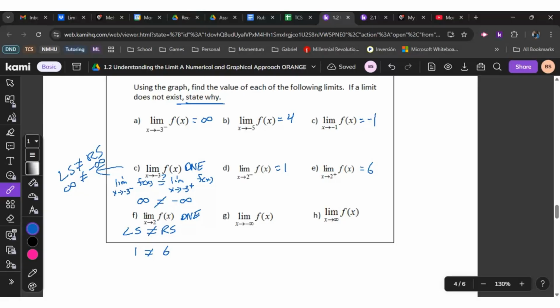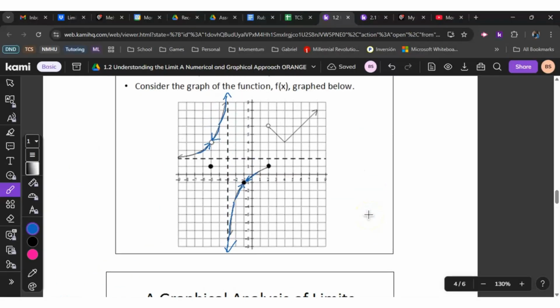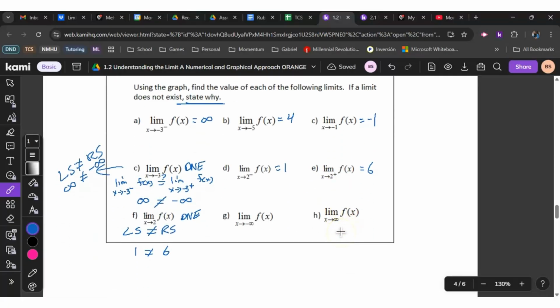All right, guys, let's take a look at these ones real quick. Okay, if you have questions about those, you can ask. But basically, from the left, we got 1. From the right, we got 6. That means that they don't equal, right? If we look up here, you can see it. From the left, I approached 1. From the right, I approached 6. Yep.